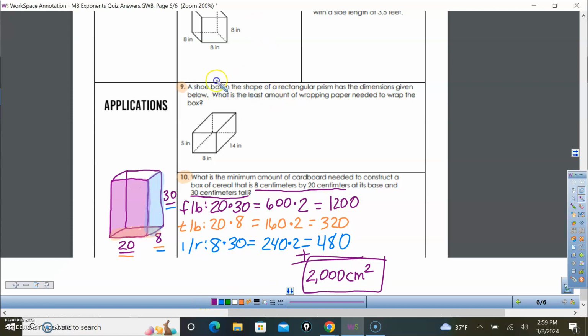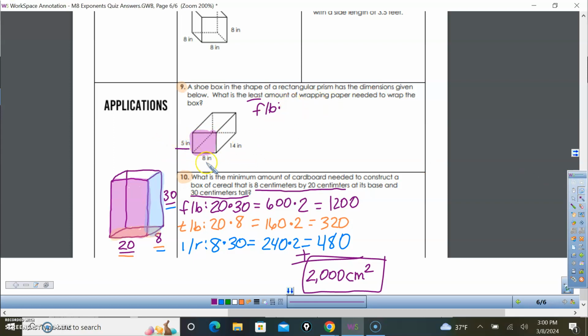So for question number 9, we've got this shoebox here, and we want the least amount of wrapping paper needed to wrap the box. So we're not going to worry about overlap with the wrapping paper or anything. We are just going to find the exact surface area of the shape. So I'm going to start with my front and my back. You'll notice I always go in the same order so I don't forget something.